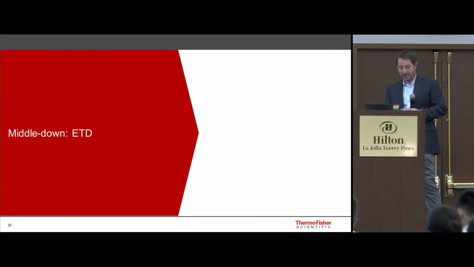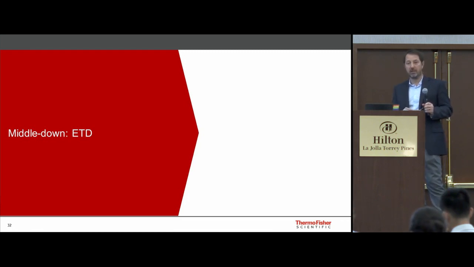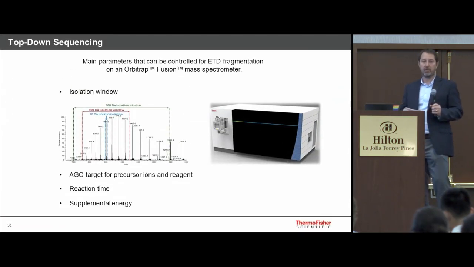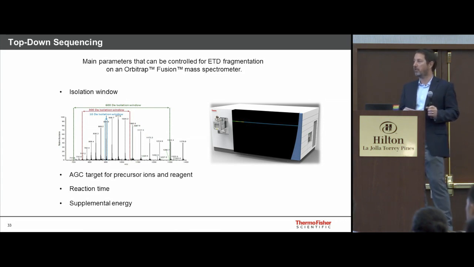So now, middle down. So Aaron showed you that you can get nice data on the Q-exactive with middle down, but you get HCD fragmentation. And ETD for bigger peptide and proteins is more efficient, so you should get a little bit more sequence coverage. So when you do ETD, it's an ion-ion reaction, and you need to control a lot of the parameters. And one of the parameters is the isolation window. So you could decide to isolate just one charge state or 300 Dalton, and it's in a tune page, and you can set it up very, very easily.